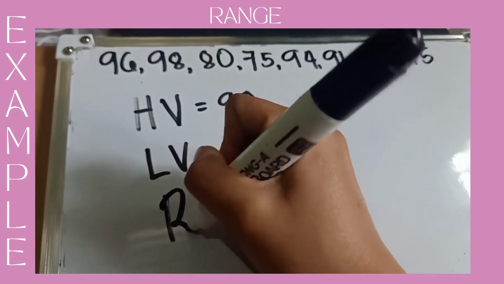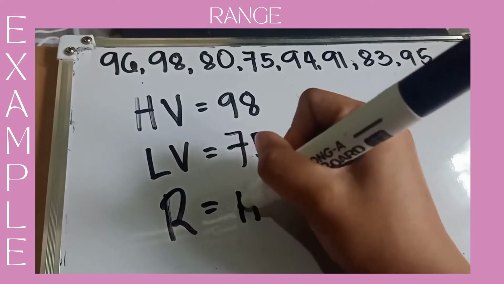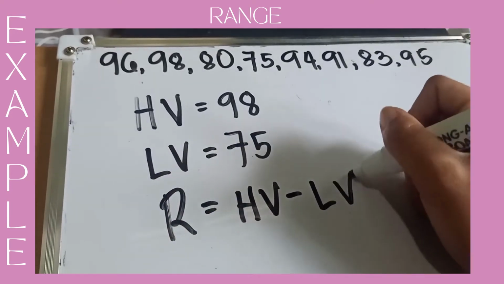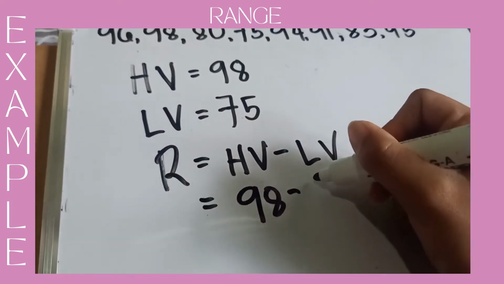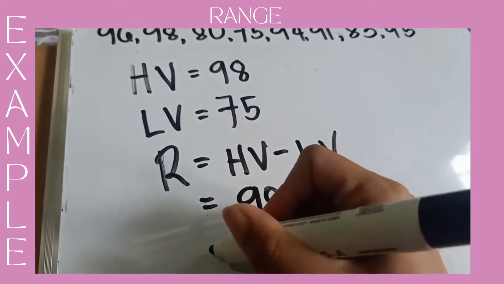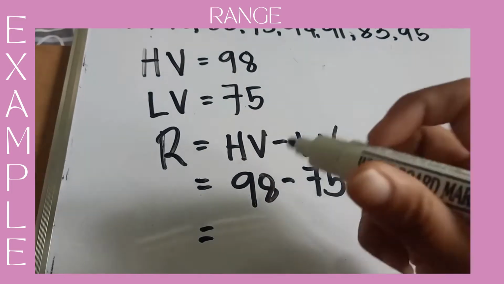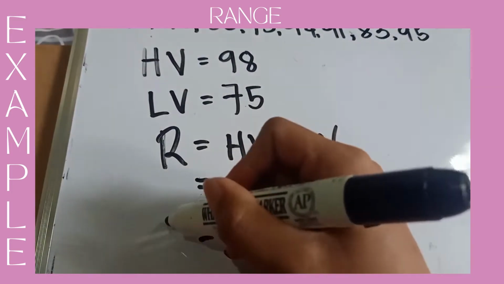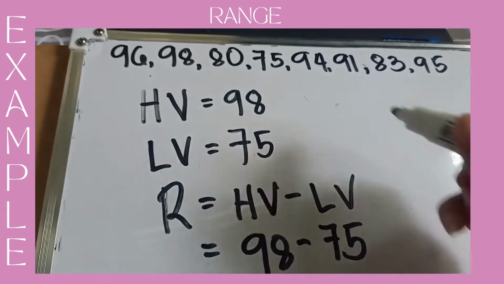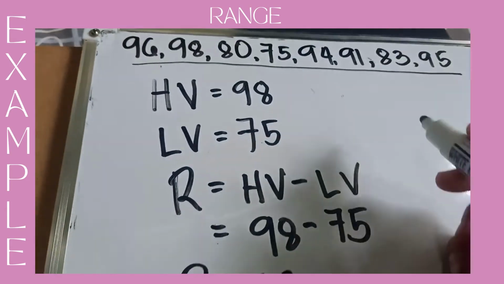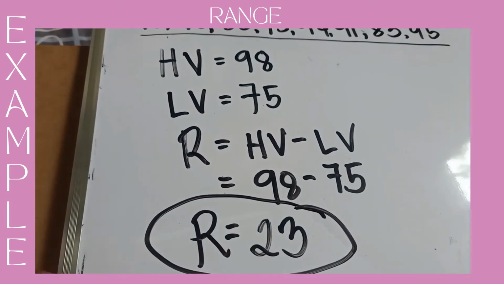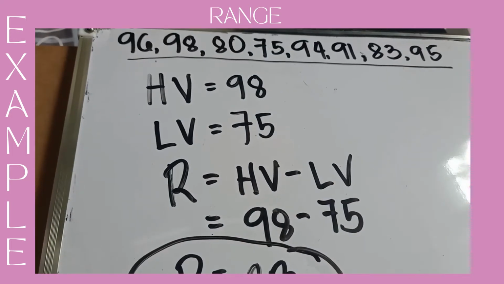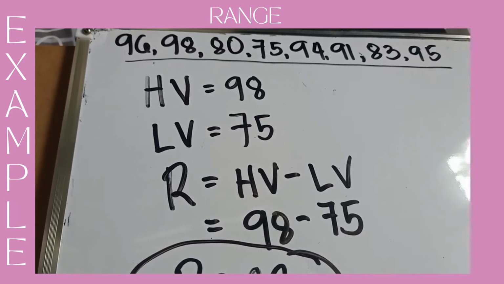Range is equal to the highest value minus the lowest value. Our highest value is 98 and the lowest value is 75, so the answer is 23. The range of these given scores is 23. As simple as that. And that is how to get the range of the given ungrouped data. Okay?